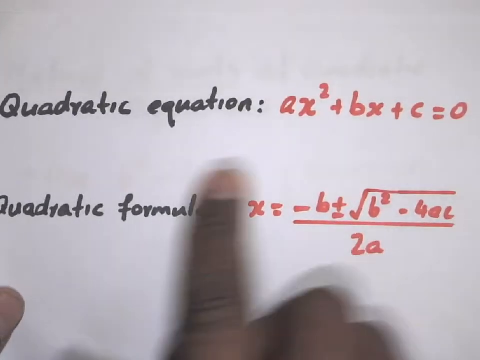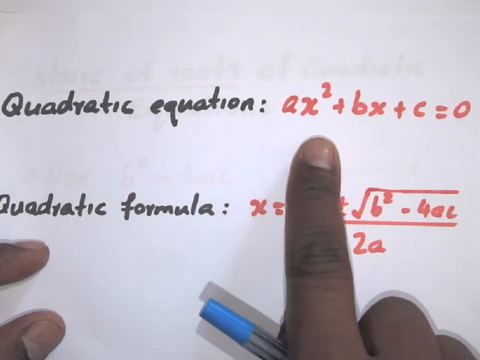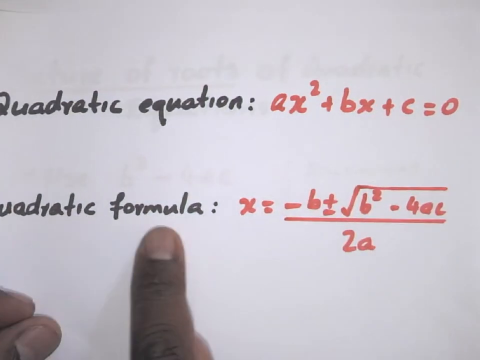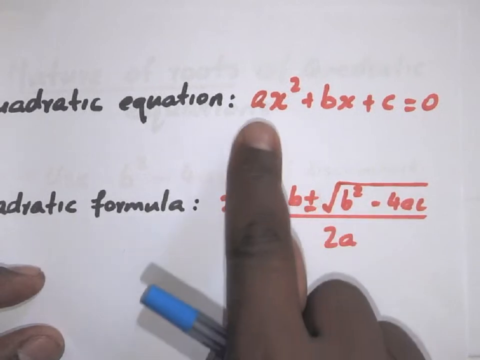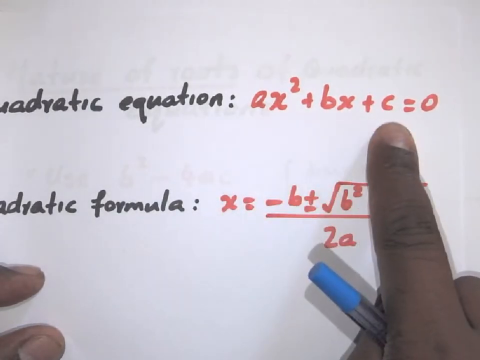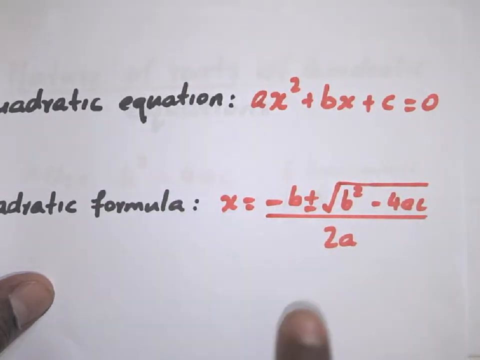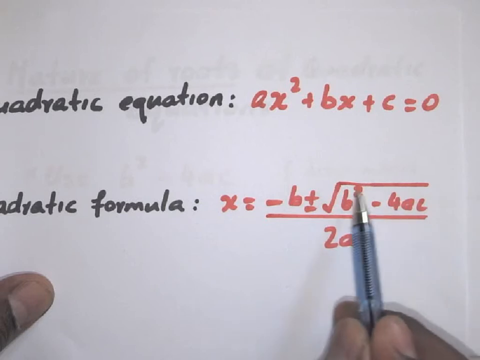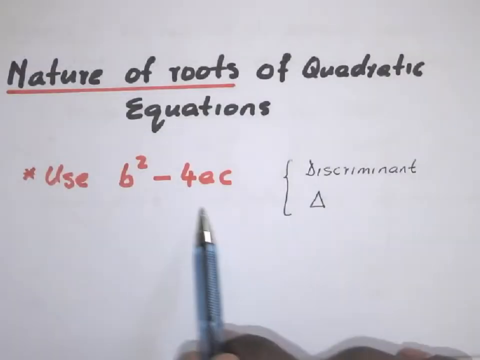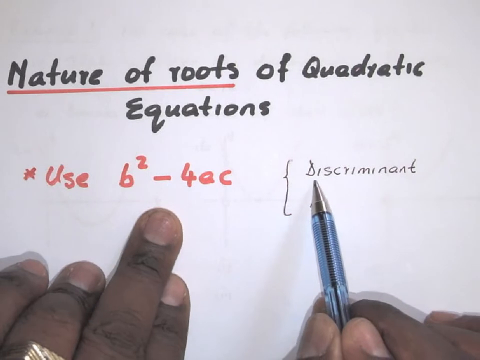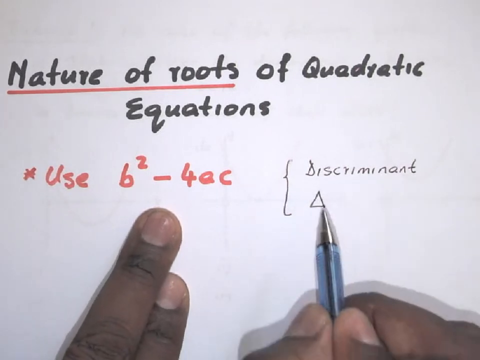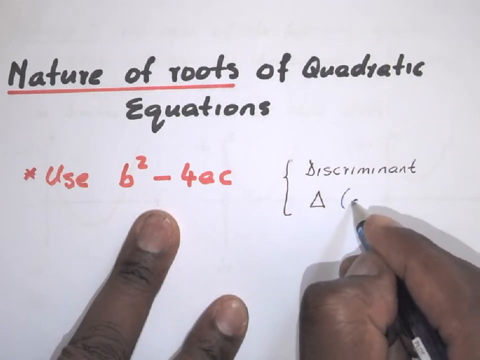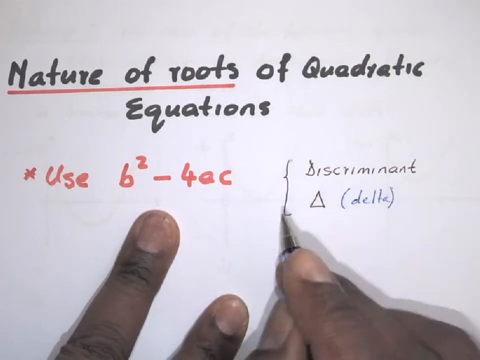You will recall that when you have a quadratic equation that can be written in the format ax squared plus bx plus c equals 0, we can use the quadratic formula, which is this, to find the roots of that given quadratic equation. And the b squared minus 4ac is what is found under that square root sign. We sometimes call it the discriminant. Sometimes you'll find people writing a triangle like that, and they sometimes call it delta. You don't need to worry about that.